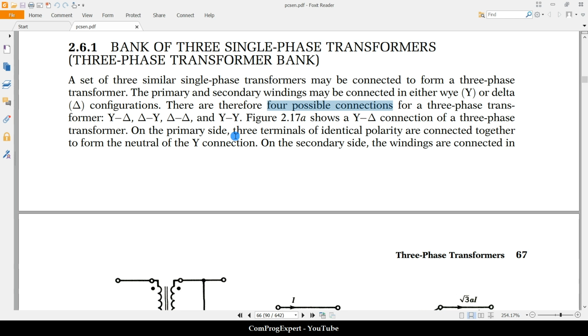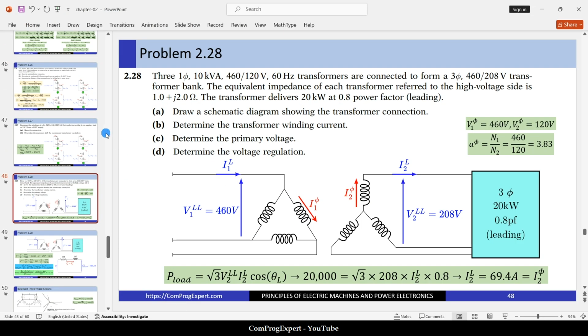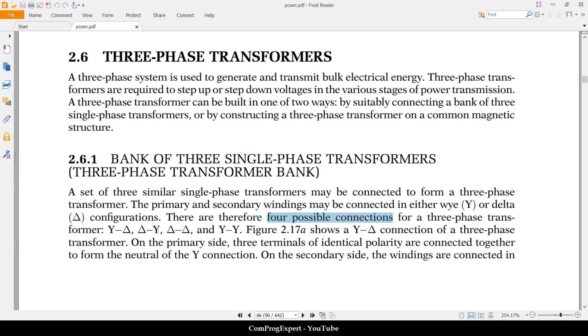We have other connections. Okay, so discussing those connections needs a separate video on three-phase transformers. So later I will record videos for three-phase transformers and we'll discuss details. But here we just have four problems for three-phase transformers, and we are going to have a quick review on three-phase transformers. That is fine for this course.